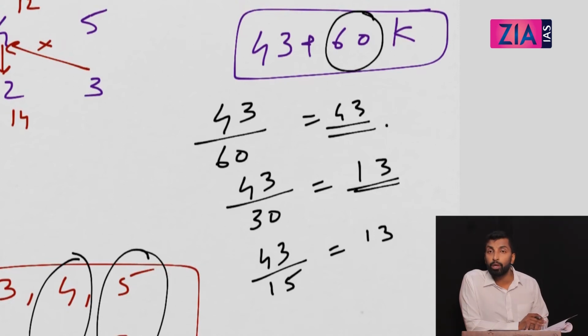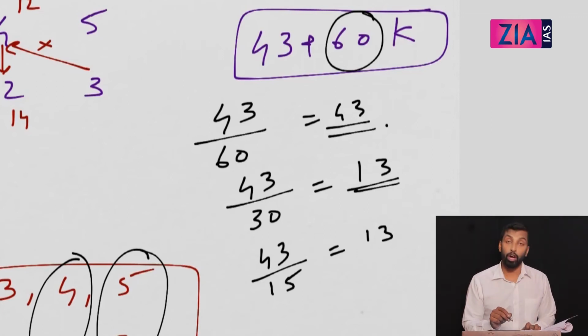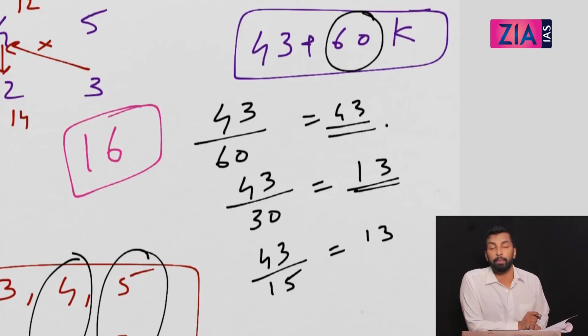You can divide by 2, you can divide by 6, you can divide by 5, you can divide by 12 because all these are factors of 60. But if I ask you what will be the remainder when the same number is divided by 16, what is the answer? Cannot be determined. Why?